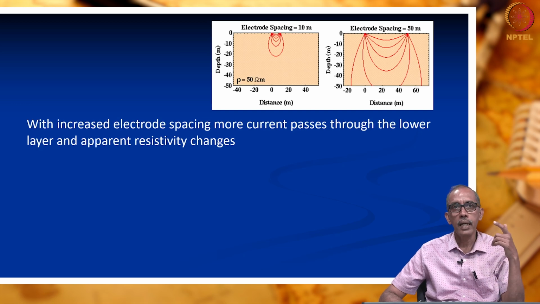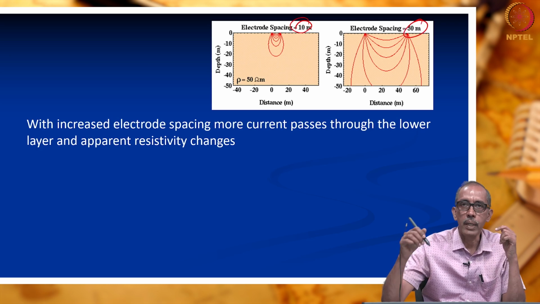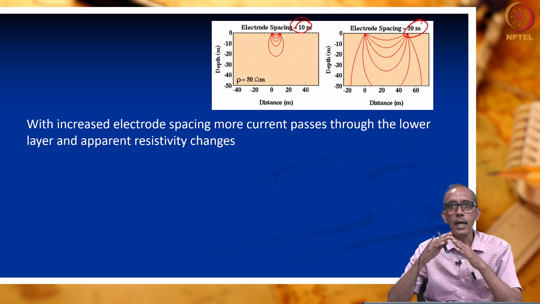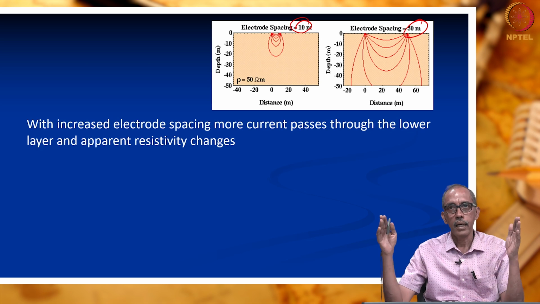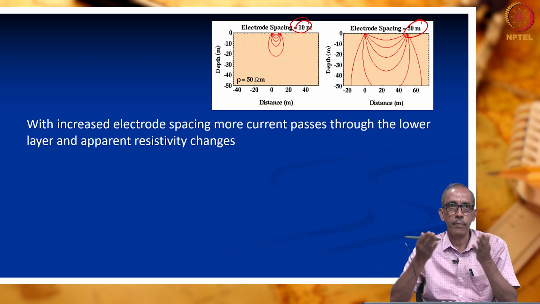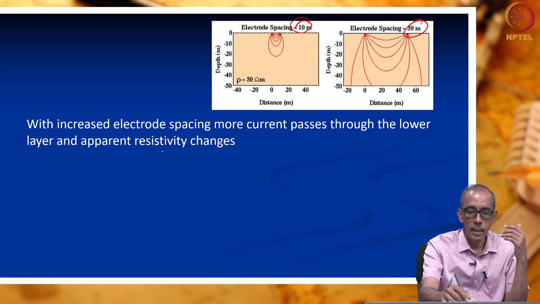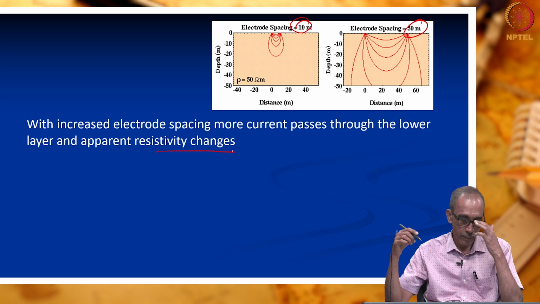Then, suppose you increase the electrode spacing. Now we had kept it at 1 meter. In the diagram you can see two pictures. In the first case on the left hand side it is 10 meters, and here 50 meters. So, as you increase the electrode spacing, current tends to pass through greater depths. So, the value of apparent resistivity which we are getting will keep changing.